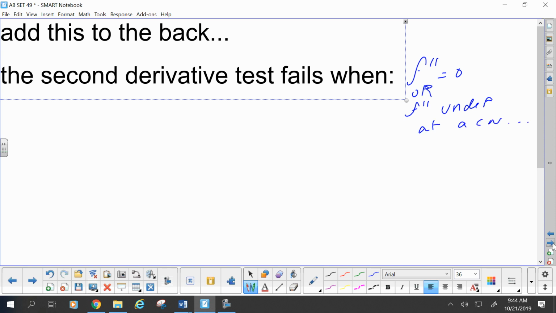So, for example, find any extrema of g of x equals x to the 3/2. Use the second derivative test if possible.